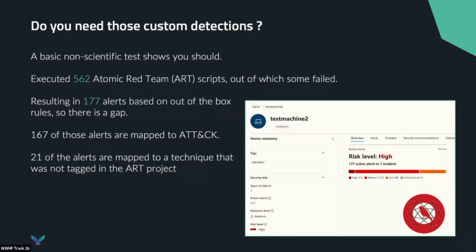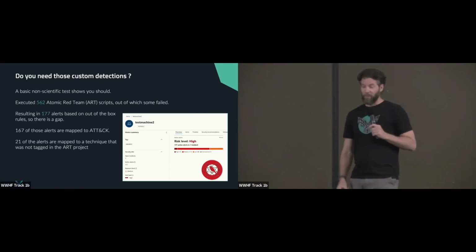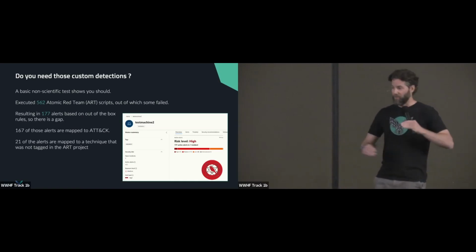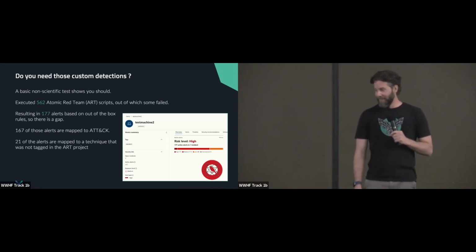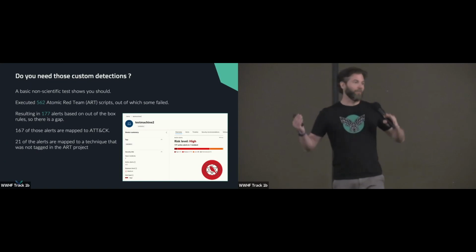So, do you need custom detection? Maybe some people saw Adam's talk this morning, where he was talking about coverage and breadth according to Atomic Red Team. What I did is I basically ran most of the Windows scripts, which is about 600 maybe. Some of which failed because it wasn't a domain controller, it wasn't domain joined and everything like it. But I only got 177 alerts, which isn't very scientific, I know. It's just spraying a lot of shit at it, and maybe it fired. But there is something to deduce, right?